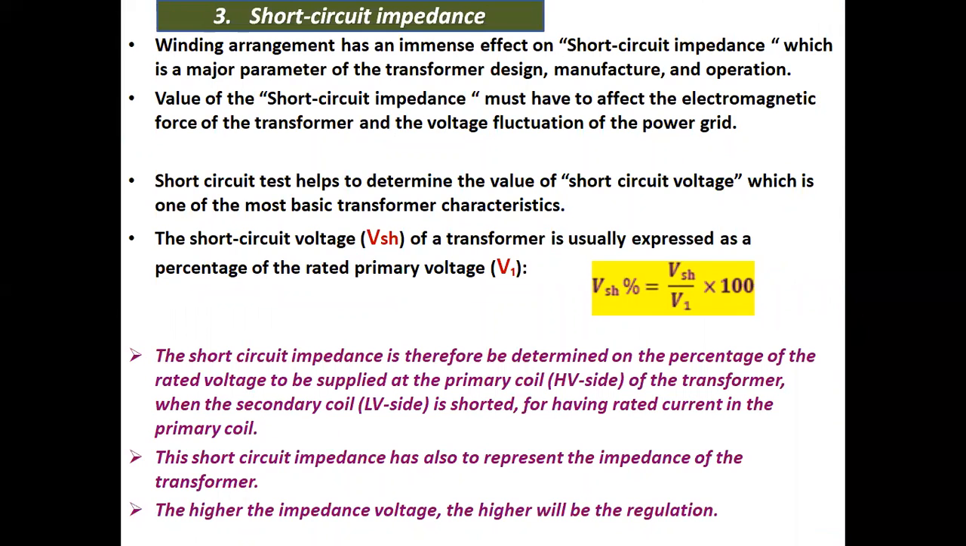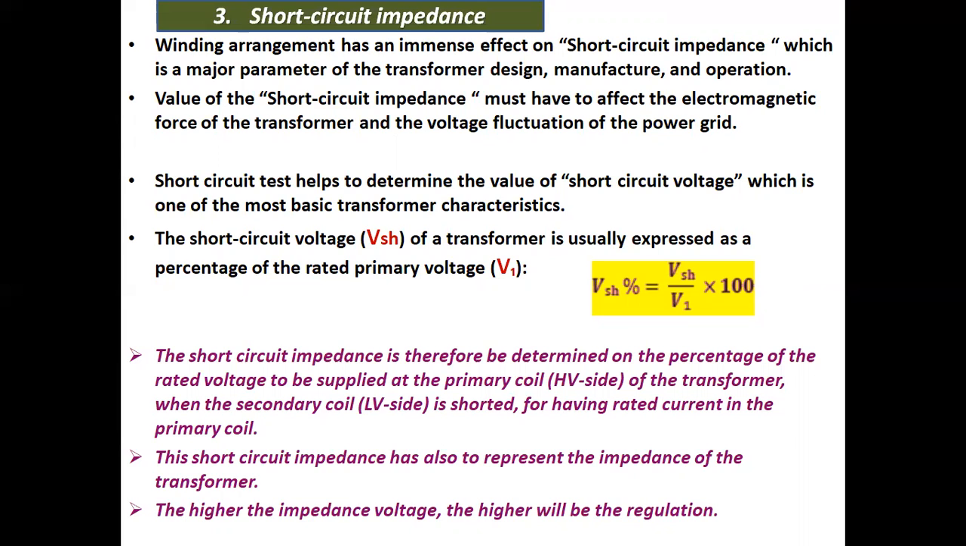Short circuit impedance. Winding arrangement has an immense effect on short circuit impedance, which is a major parameter of the transformer design, manufacture, and operation. The value of the short circuit impedance affects the electromagnetic force of the transformer and the voltage fluctuation of the power grid. A short circuit test helps to determine the value of short circuit voltage, which is one of the most basic transformer characteristics.